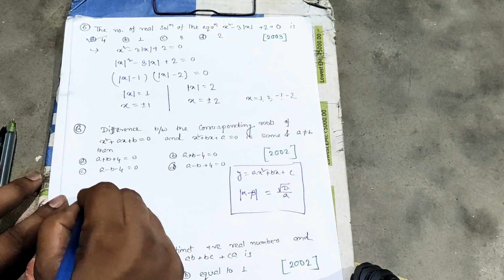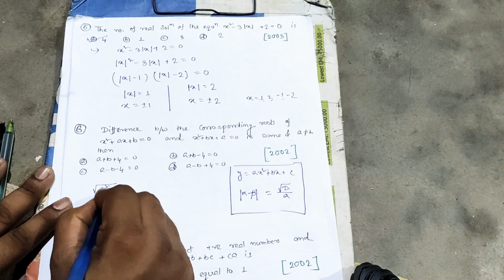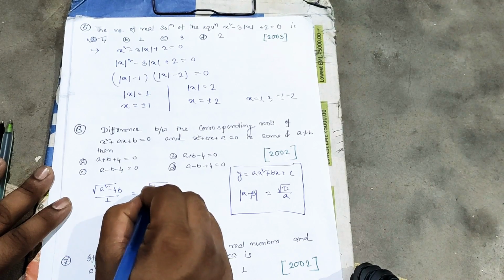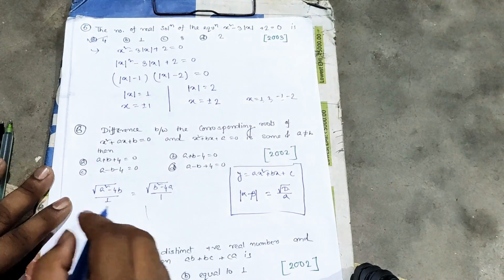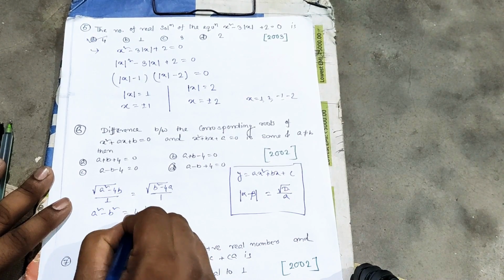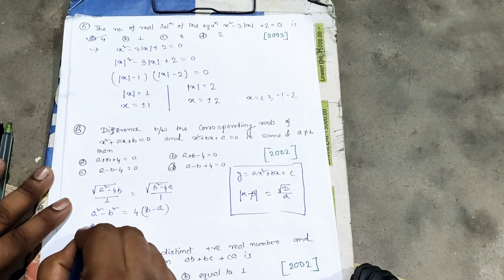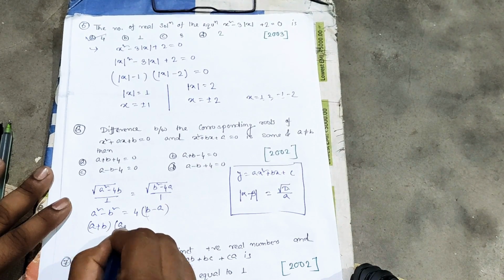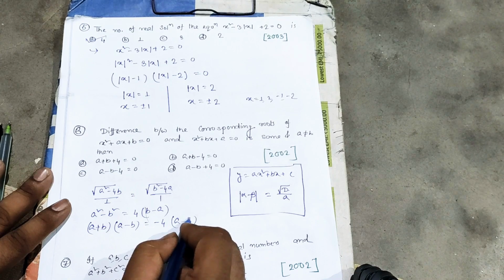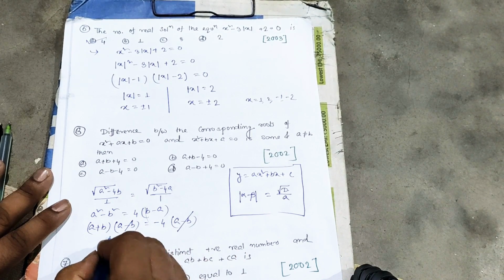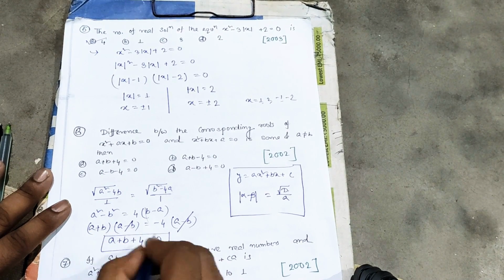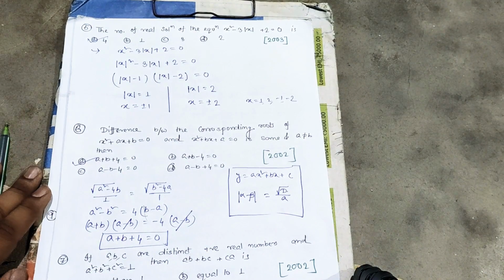So from here we can say root D, that means a square minus 4b divided by 1, equals under root of b square minus 4a divided by 1. So I can square this and we get a square minus b square equals 4 times (b minus a). So (a plus b) times (a minus b) equals minus 4 times (a minus b). As a not equal to b, we can eliminate these two and we reach a plus b plus 4 equals 0, and this is option number A. So A is the correct option.